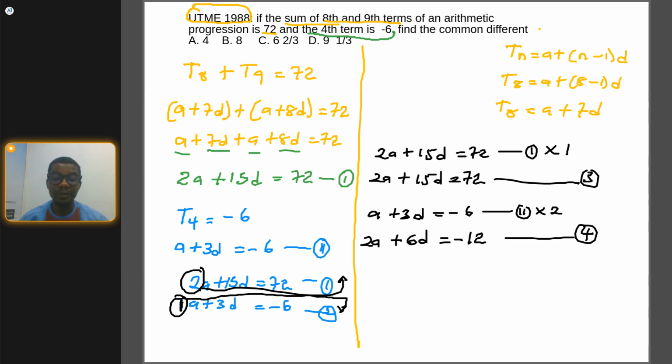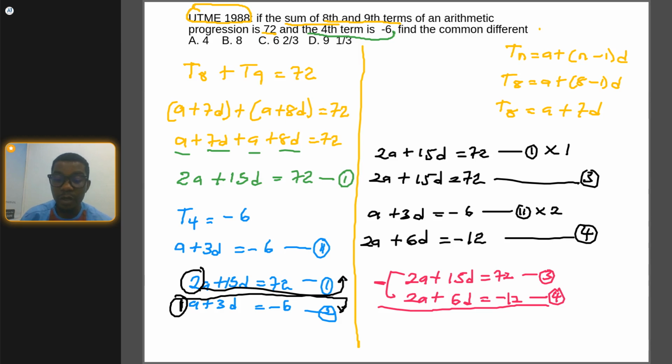So we can write equation 3 and equation 4 together. Now we solve simultaneously using the elimination method. Equation 3 is 2a plus 15d equals 72, and equation 4 is 2a plus 6d equals minus 12. Since we are using the elimination method, we are going to subtract equation 4 from equation 3.